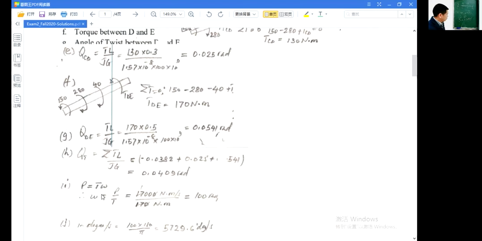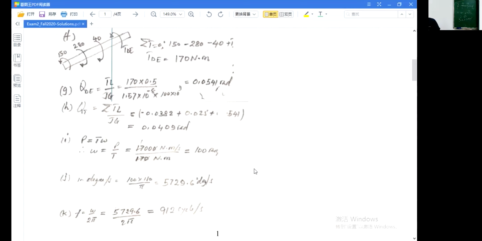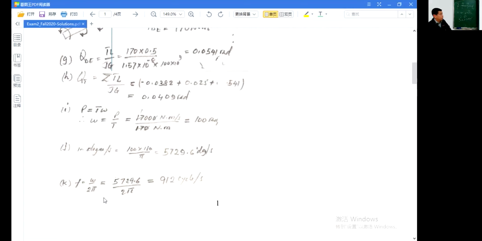Then after you find omega, we can find the frequency. Omega equals 2 pi F, so F is omega divided by 2 pi. It's very easy. Then we can find the frequency.